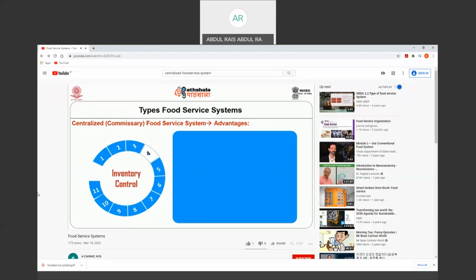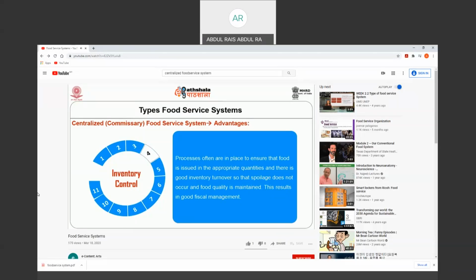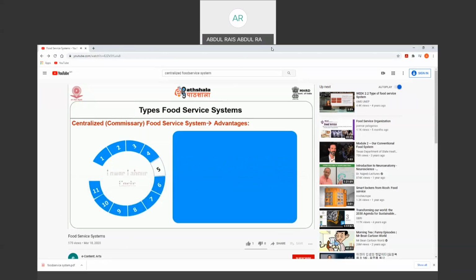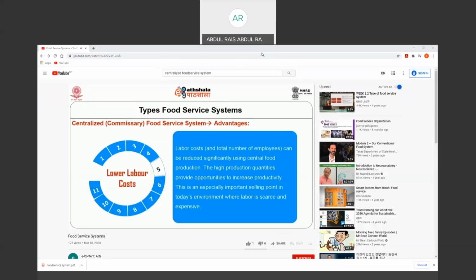The next is inventory control. Inventory control processes often are in place to ensure that food is issued in the appropriate quantities and there is good inventory turnover so that spoilage does not occur and food quality is maintained. This results in good fiscal management. Our next advantage is lowering of labor costs. Labor costs or the total number of employees can be reduced significantly using central food production.